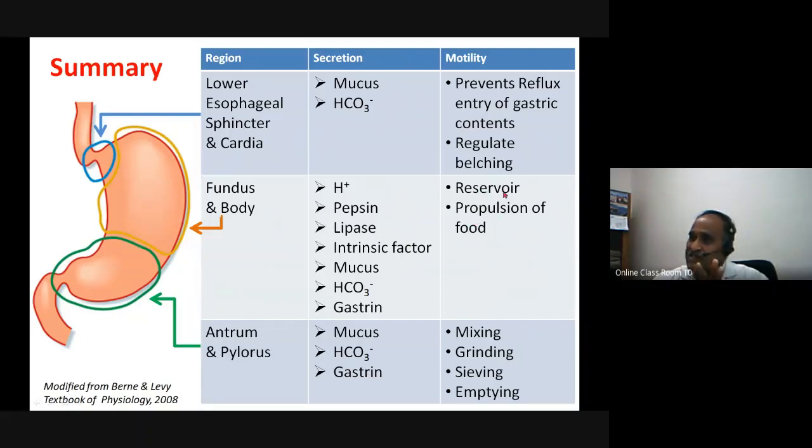This acts as a reservoir, for propulsion of food and liquefaction of food, because the food is held in that acid environment, and it gets liquefied and hydrolyzed. Then the antrum and pylorus secrete mucus, bicarbonate and gastrin, and their function in the motility aspect is mixing, grinding, sieving, that means filtering, and emptying the food in a regulated way.